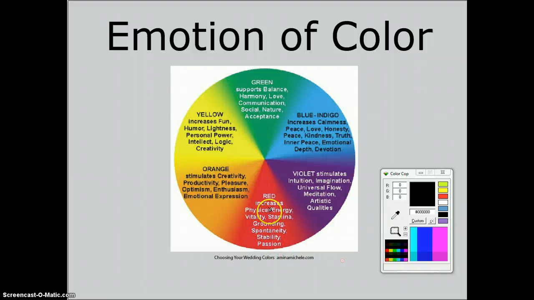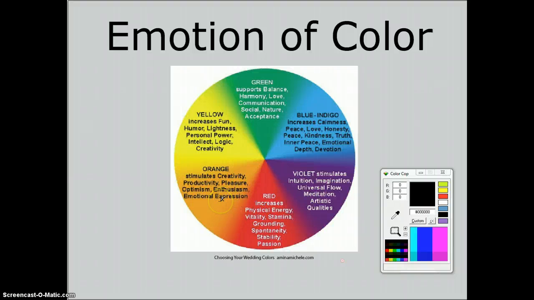Besides this, in red: physical energy, stamina, grounding. Emergency vehicles are generally red. Power, also red is passion, gets people going. That's why we don't see schoolrooms painted in red. Negative connotations of red are anger and aggressiveness.